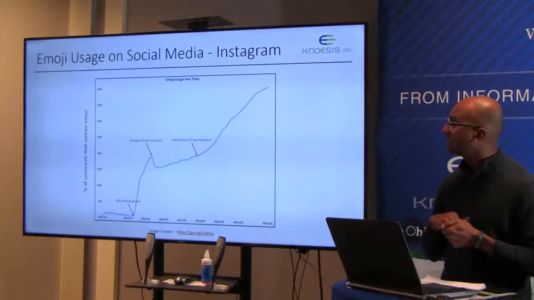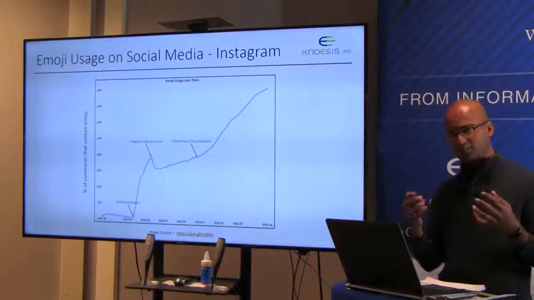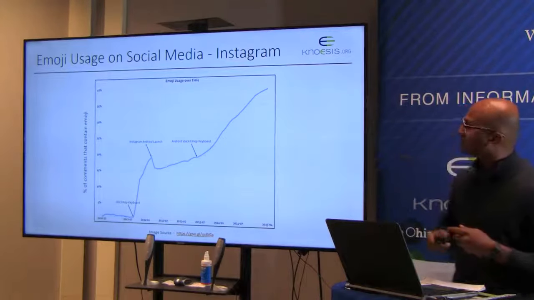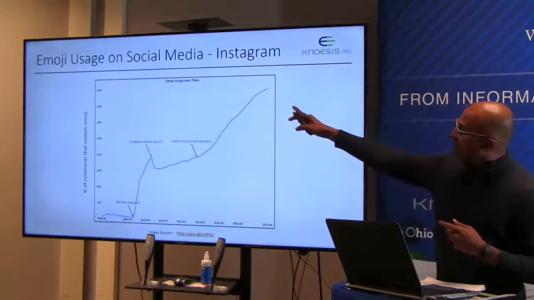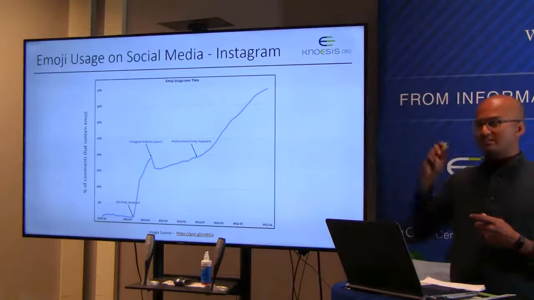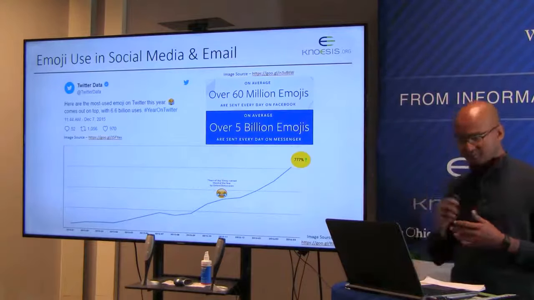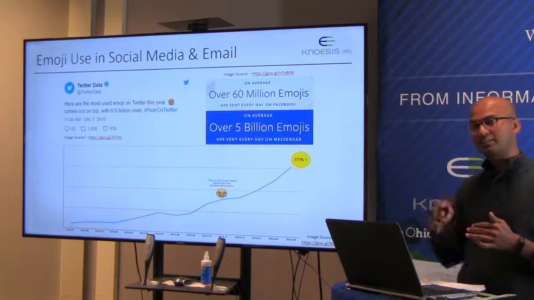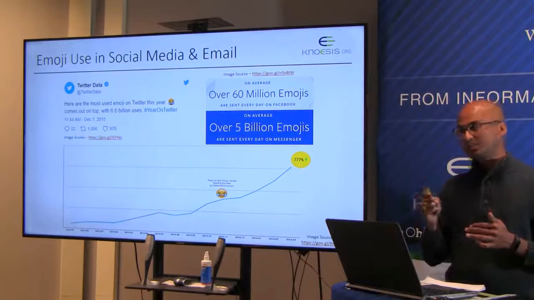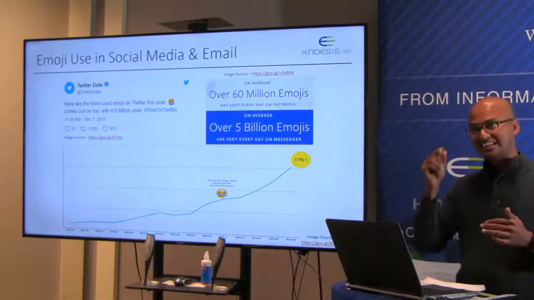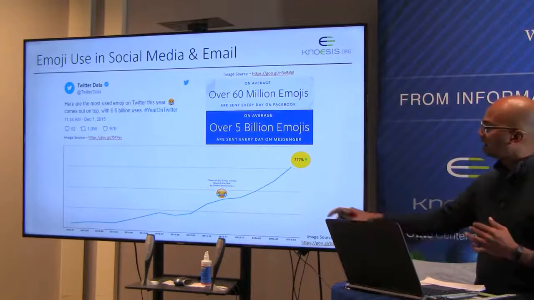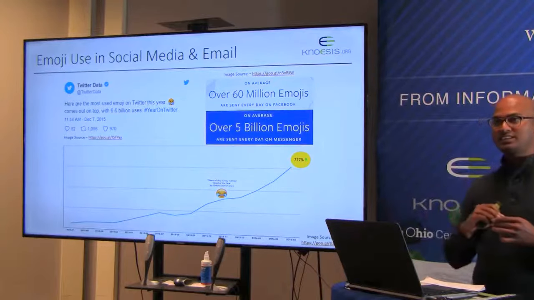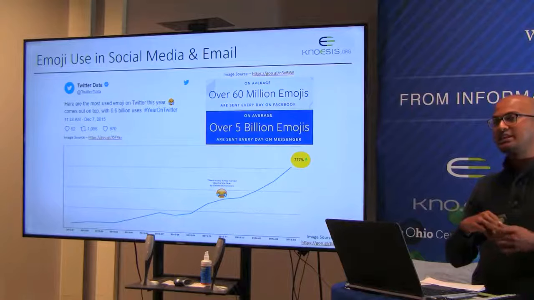This is a study done at Instagram. They looked at how frequently people use emoji in photo comments. By 2015, close to 40% of photo comments on Instagram had at least one emoji. This is very common across social media platforms. In 2015, Twitter reported that they processed 6.6 billion tweets that contain the face with tears of joy emoji. And the same emoji was named the word of the year in 2015 by the Oxford Dictionary. It was the first time an emoji was named the word of the year.